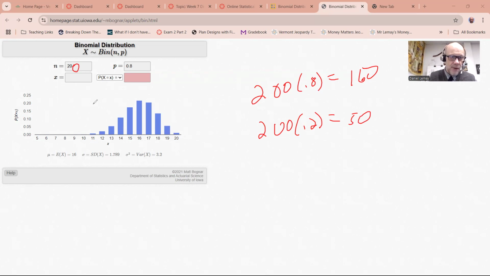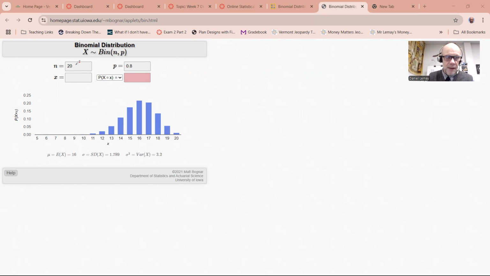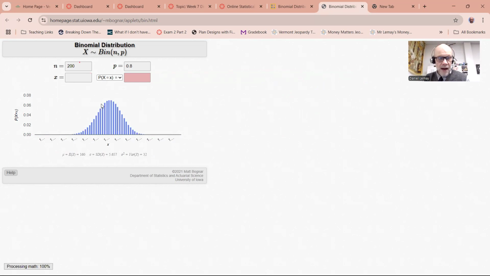Let's clear this out and type in 200 and graph it. And sure enough, that looks like a pretty normal distribution to me. So you see that's how it works. If you get a big enough sample size, you can apply that normal distribution.